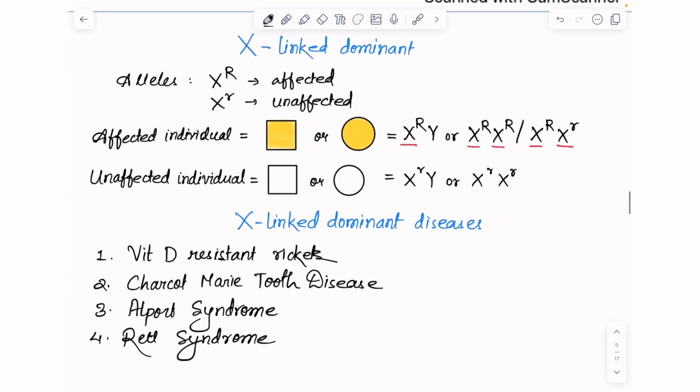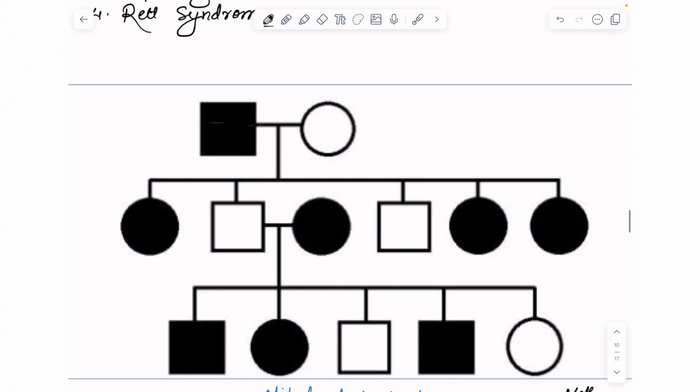Here is the information for an X-linked dominant disease. Let's put it on. This male is affected by X-linked dominant, so he has to be X capital R Y. The female is not affected. Okay, are the offsprings possible? 50% from male, 50% from female, affected; not affected; not affected; affected; not affected.